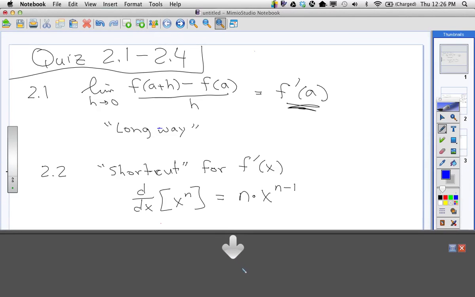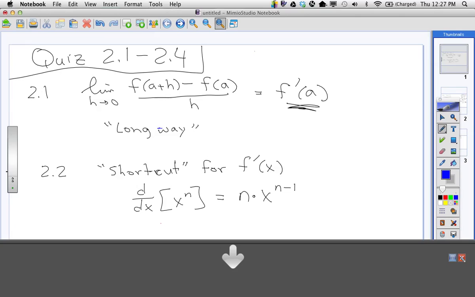All right, then section 2.2 is basically where we learned about these shortcuts. We used the definition of the derivative in 2.1 to learn the power rule shortcut. And, of course, we also learned how that works for square root, like x to the 1/2 power.